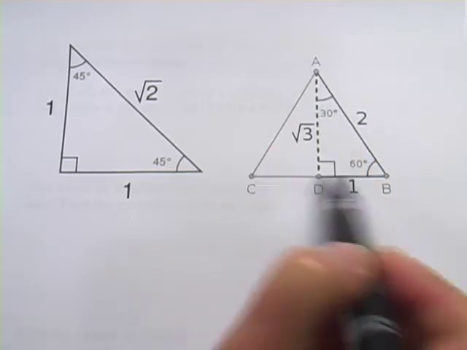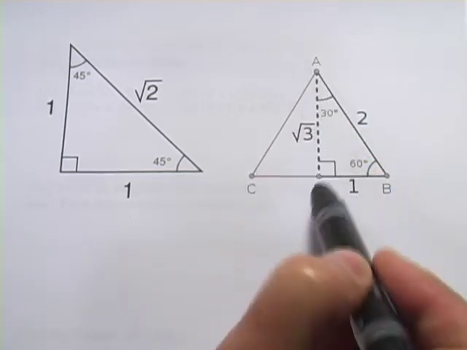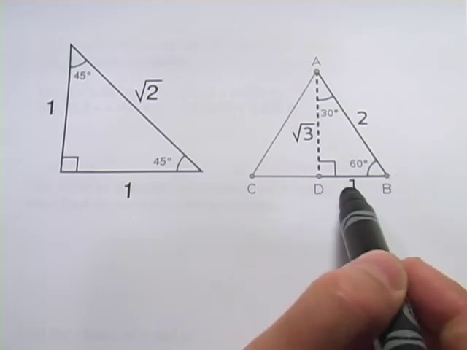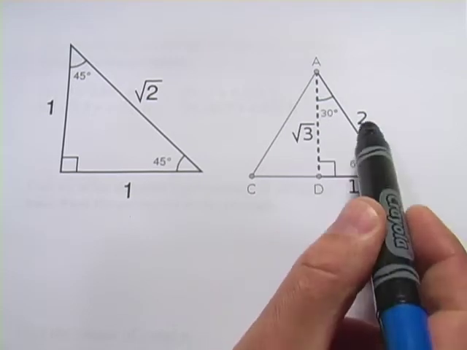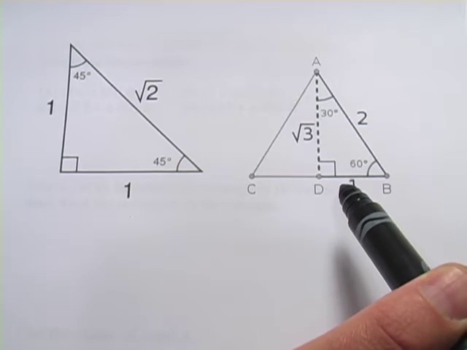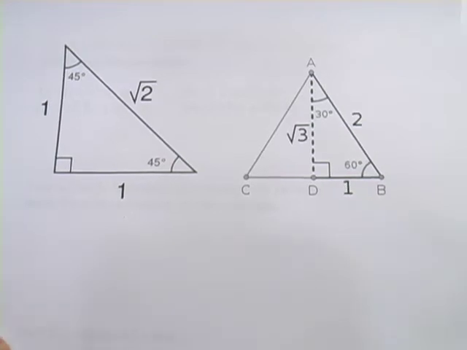When you split an equilateral triangle, which is what the big one is, in half, you get two 30, 60, 90 triangles. And the side ratios there are 1, square root of 3, and 2 for the hypotenuse. So those are the triangles that we're going to be working with on these problems.